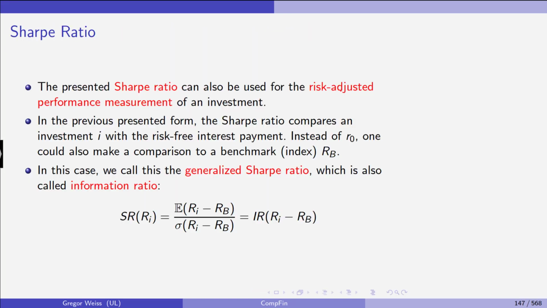And this Sharpe ratio can be used for risk-adjusted performance measurement. Why? In this previously presented form, the Sharpe ratio compares an investment I with the risk-free bond. And instead of R0, you could also use a benchmark. In this case, we get the generalized Sharpe ratio, or what we call the information ratio. Okay.